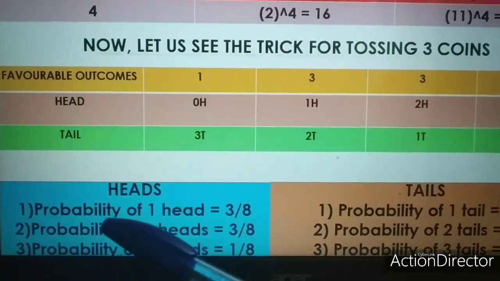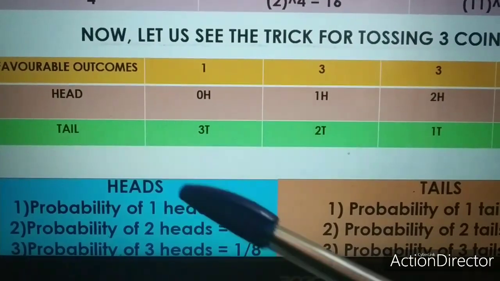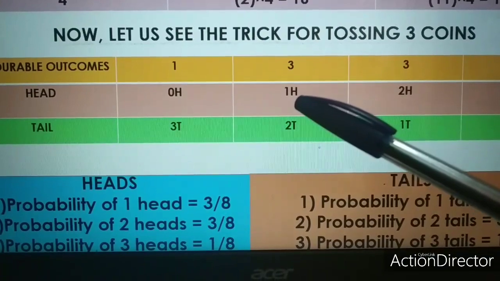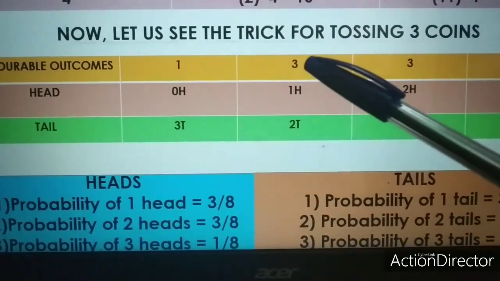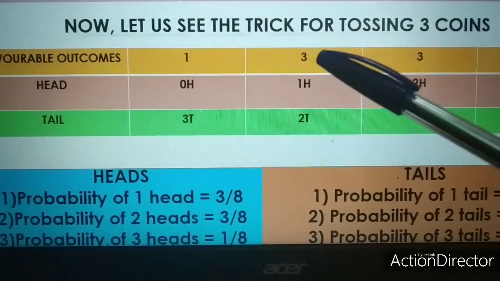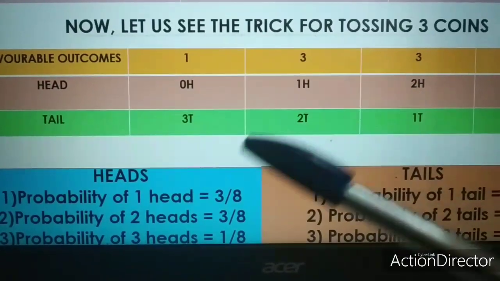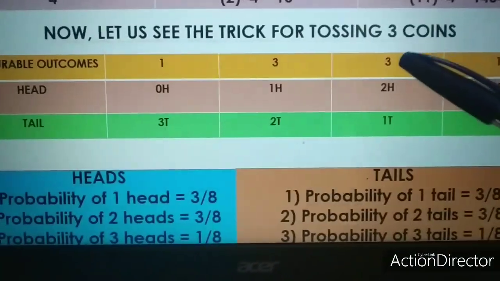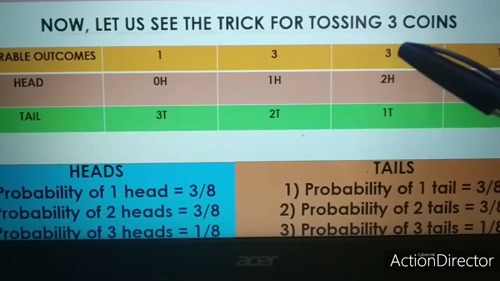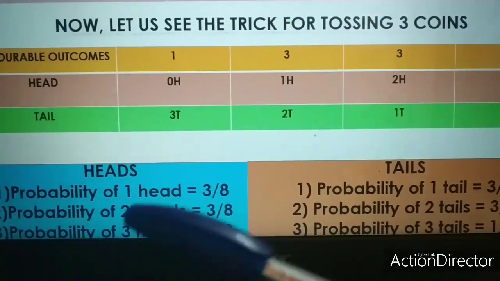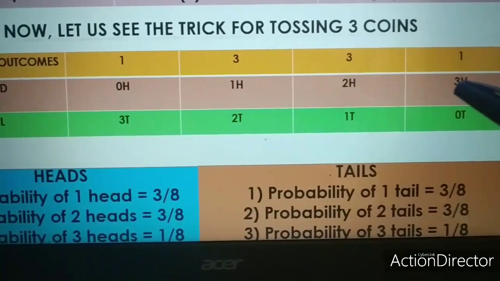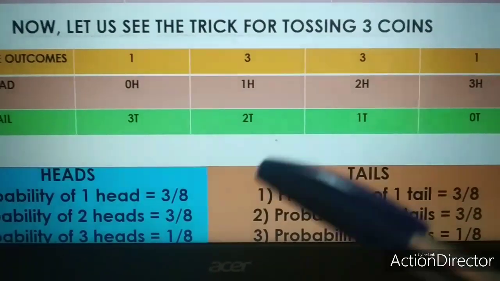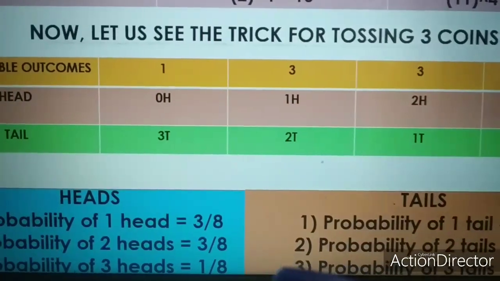Now probability of getting 1 head. Go to the column 1 head over here. What is my favorable outcome? My favorable outcome is 3. So my probability will be 3 upon 8. Similarly, 2 heads. Where is 2 heads? 2 heads is here. What is my favorable outcome? It is 3. So my answer will be 3 upon 8. Now 3 heads. 3 heads is here. What is my favorable outcome? My favorable outcome is 1. So my answer is 1 upon 8.